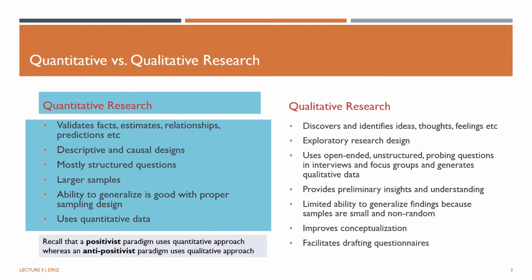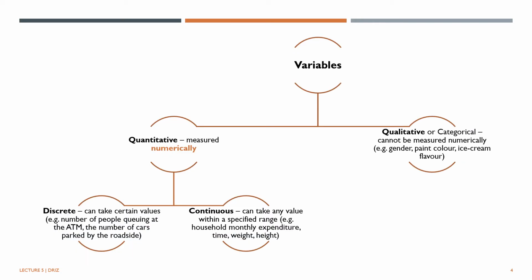Quantitative research is research that uses quantitative data, problems, phenomena, or variables. In quantitative research, we will approach various information in numerical form. The type of variables that we use heavily depends on the approach we take. For quantitative research, our variables can be measured numerically and can further be divided into discrete or continuous variables. Discrete variables are those that can take only certain values, such as the number of people queuing up at the ATM or the number of cars parked by the roadside, while continuous variables can take any value within a specified range, such as the household monthly expenditure, time, weight, and height.